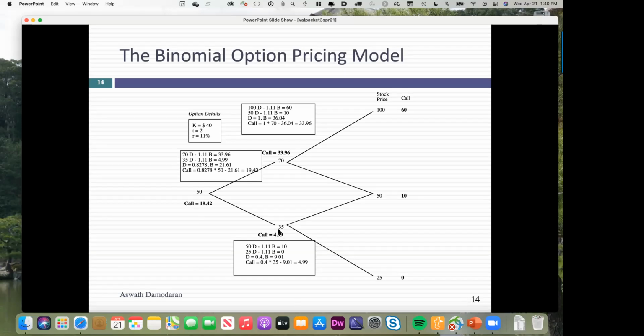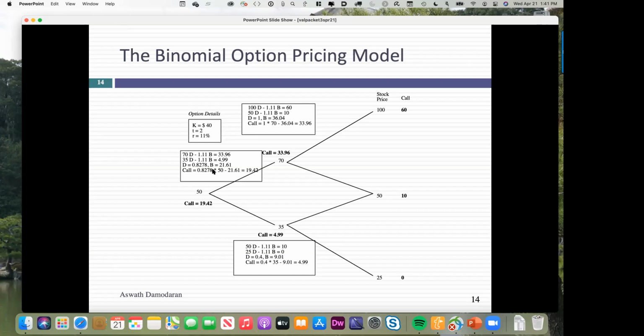If I go to 35, I go through the same process, solve for D and B. If I borrow $9.01 and buy 0.4 shares of stock, if the stock goes to 35, I have something that looks exactly like the call. It's going to cost me $4.99. That becomes the value of the call if the stock goes to 35.